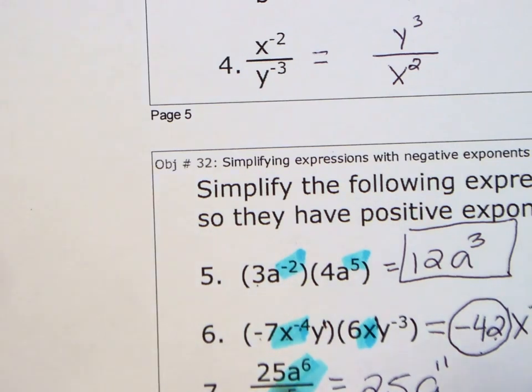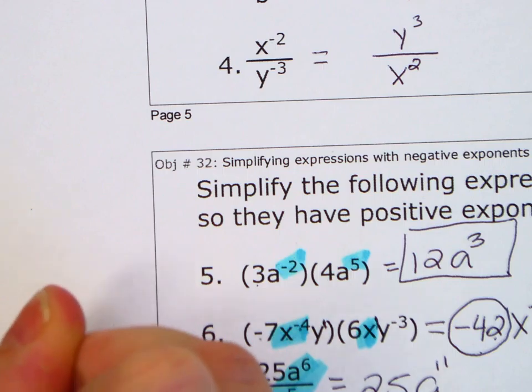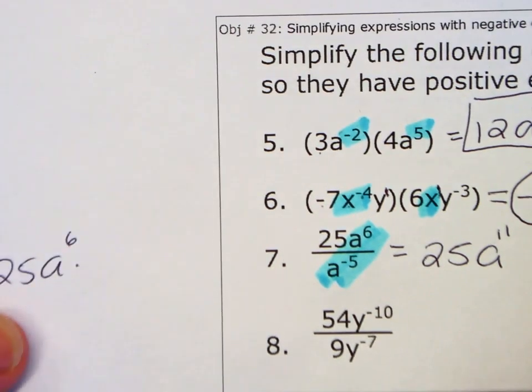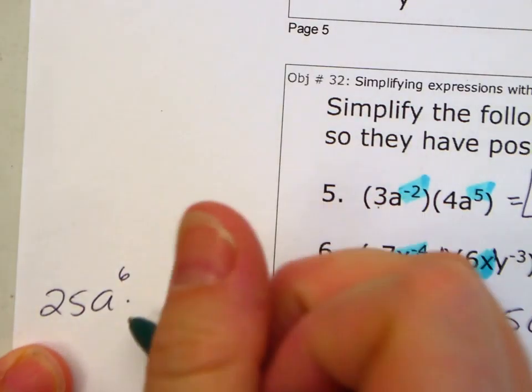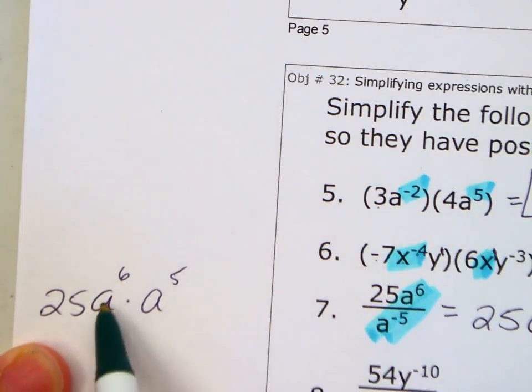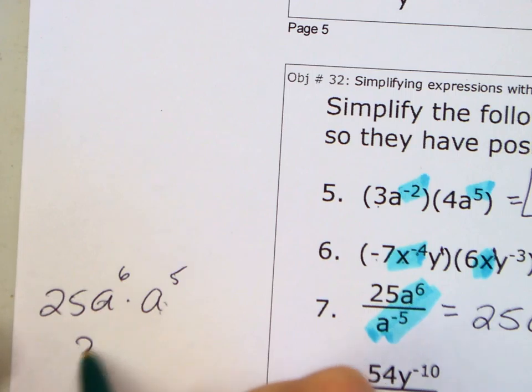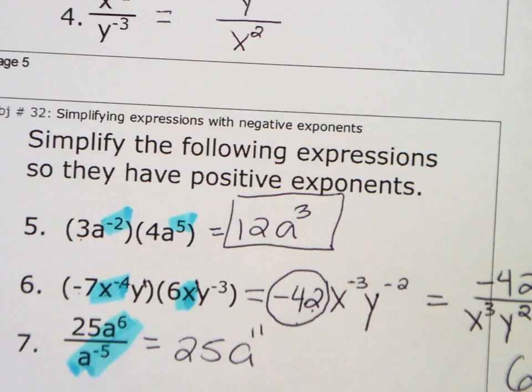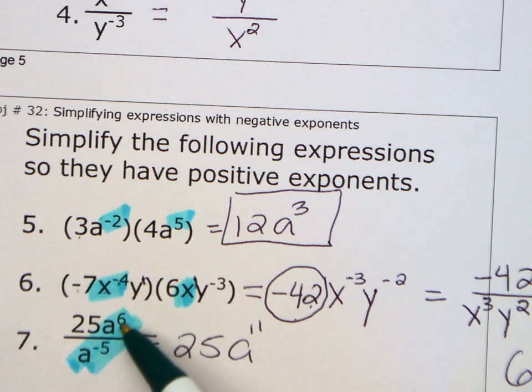Another way to think about it is you have 25a to the 6th, and that a to the 5th is going to flip to the top. A to the 5th flips to the top. What can you do to these? You add your exponents. All right, another way of thinking about it. But remember, you subtract 6 minus negative 5.